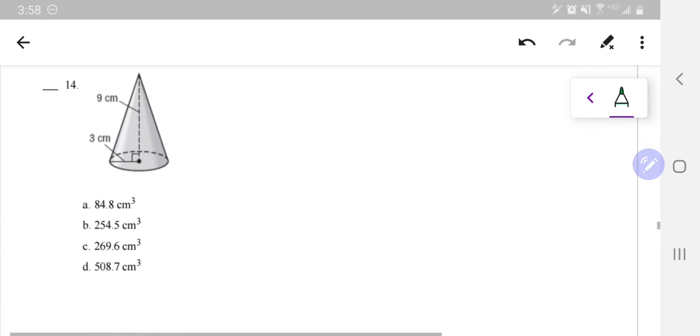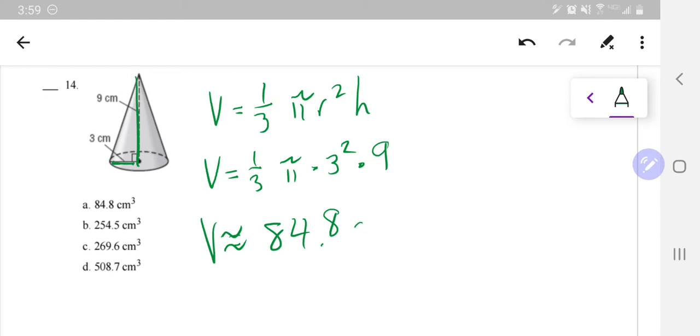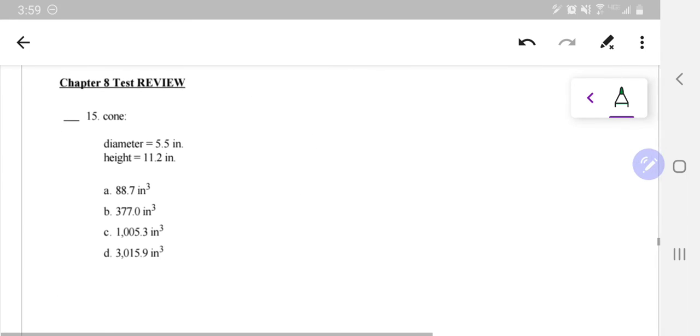All right. Hopefully you're following along all right so far. Now we're finding the volume of this cone, which we know the formula is 1/3 pi r squared h. Look on your formula sheet if you don't know that. 1/3 pi, and the radius here is 3. The height is 9. Volume equals, when it comes out to it, it's approximately 84.8 centimeters cubed. That's part A. Moving on.